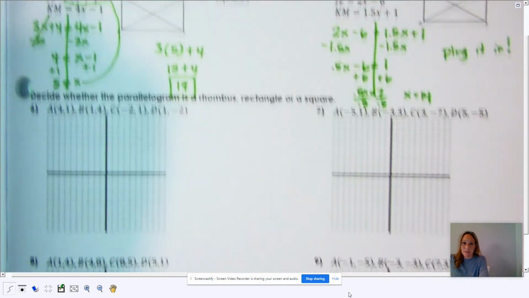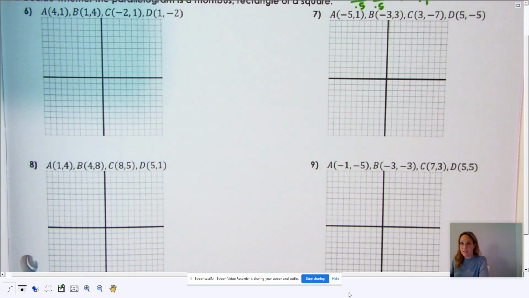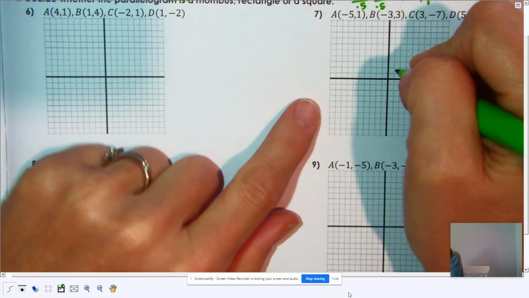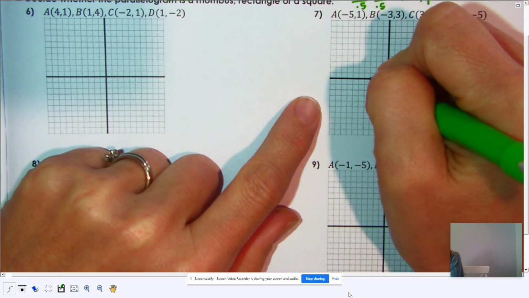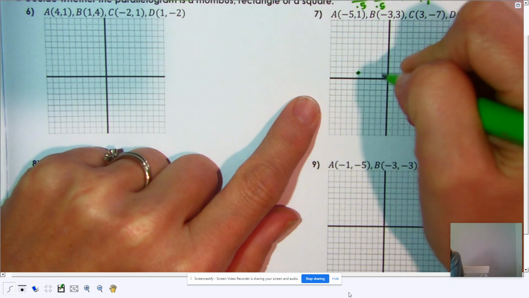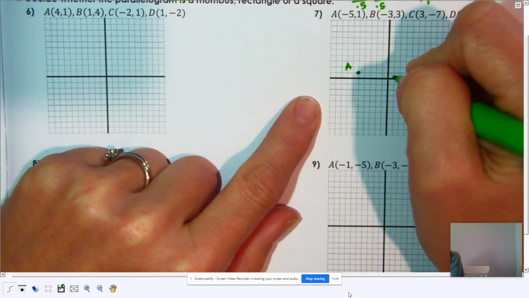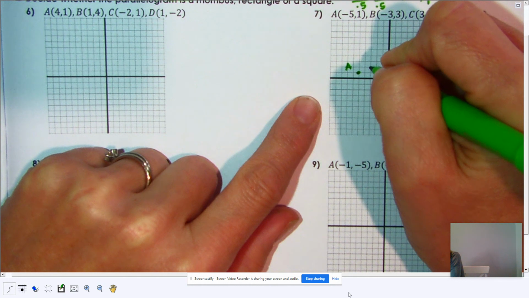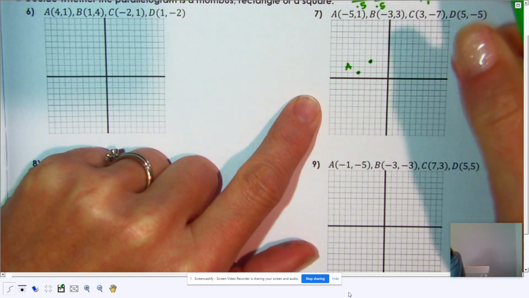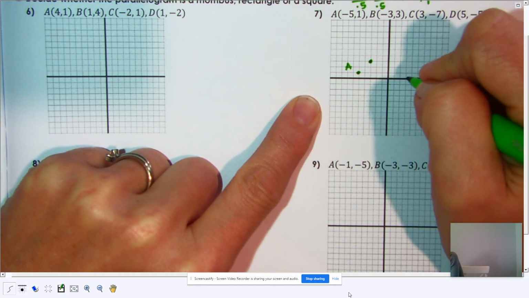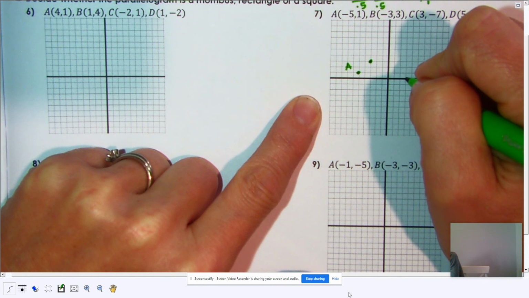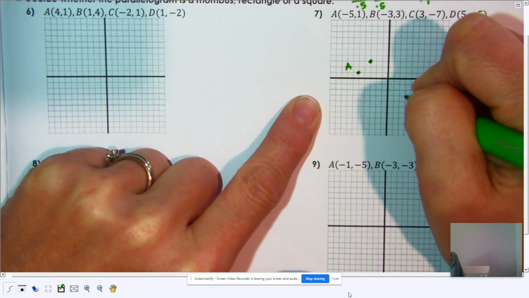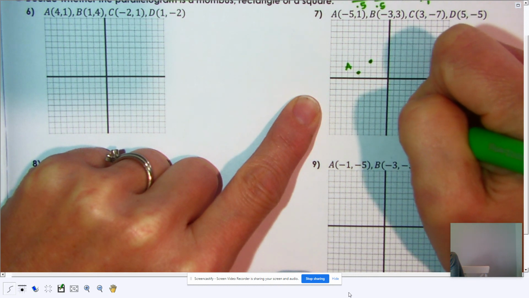Okay, we're going to skip question 6 because we're just doing the odds here. So question number 7, we're going to plot the points. So we know that A is negative 5, 1. So 1, 2, 3, 4, 5, 1. B, so that's A. B is negative 3, 3. So 1, 2, 3, and 1, 2, 3. C is 3, negative 7. Okay, so 1, 2, 3, and 1, 2, 3, 4, 5, 6, 7.